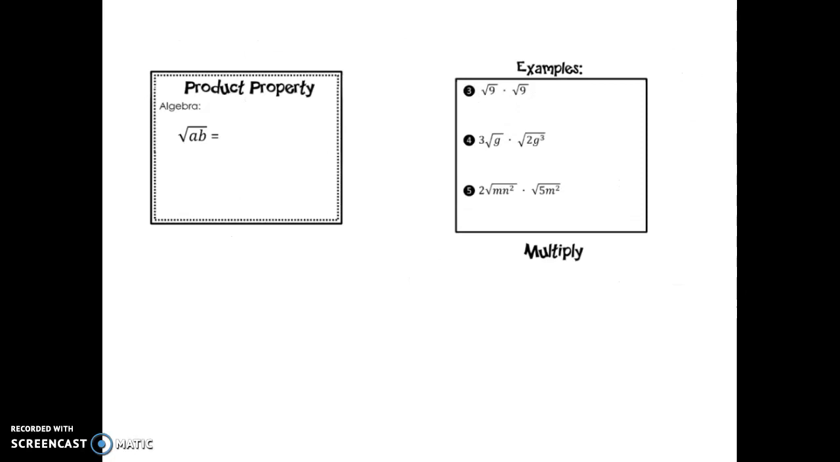Page 2. The product property. We kind of already did this. We already saw that the square root of a times b is the same as the square root of a times the square root of b. So if I take the square root of each of those numbers and multiply them, I will get the same thing. Let's look at an example.